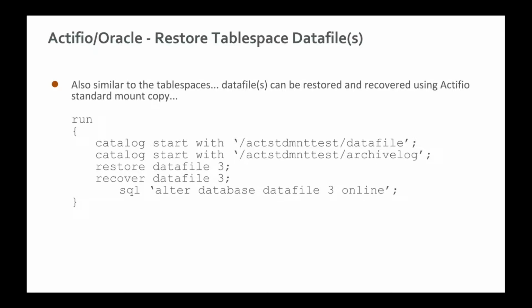In a similar way to how you restore your tablespaces, you can use the same standard mount image to restore and recover your corrupted data files. And of course you need to catalog the data file and the archive backup copies, and then restore and recover your corrupted data file and make the data file online. So this is all about restoring the tablespaces and restoring the data files using the standard mount image.